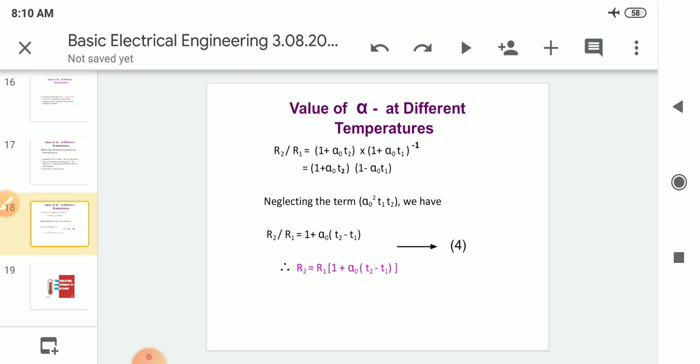In continuation to the previous videos, our first unit of the BEE chapter is over. You have to solve some more problems available in your textbook. Thank you for watching this.